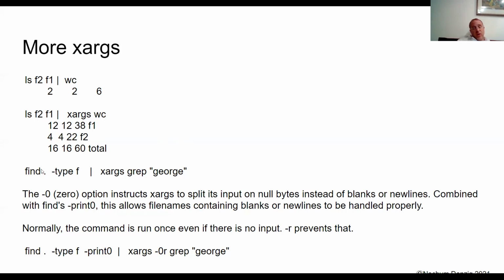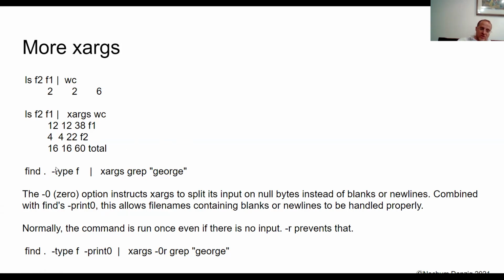Well, we didn't see this one, but I did a find for every file that's a regular file in the current directory. And then on those files, run the command grep George. Look for George inside these files. So it's as though the files were on the right side, as though I wrote grep George, file 1, file 2, file 3. So the xargs throws the result on the right side.